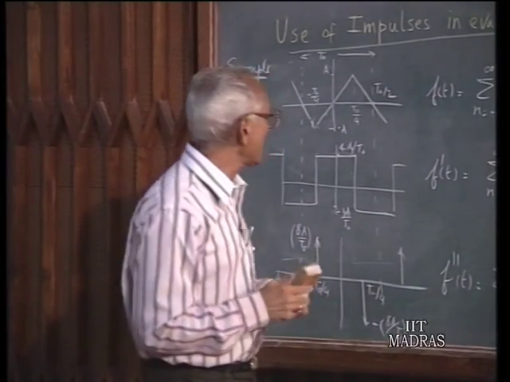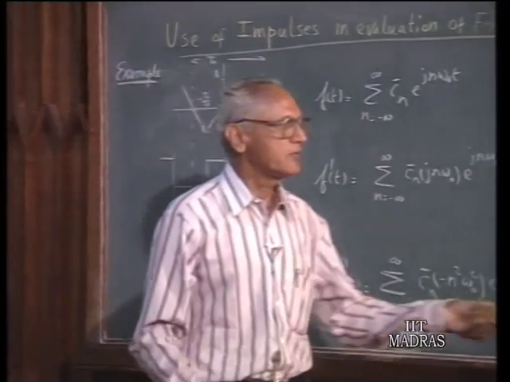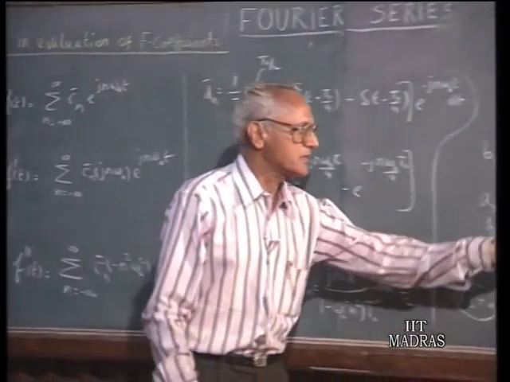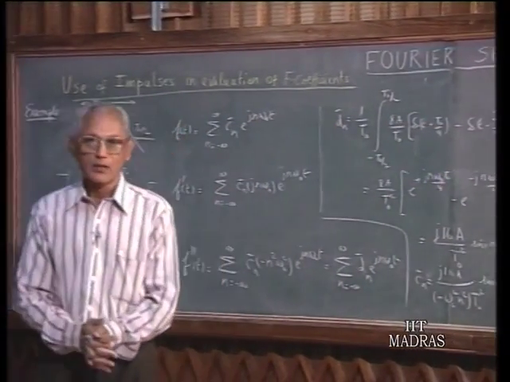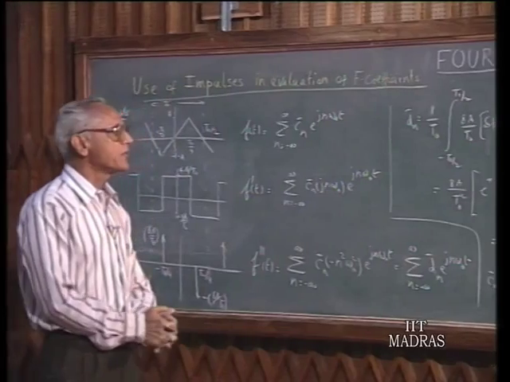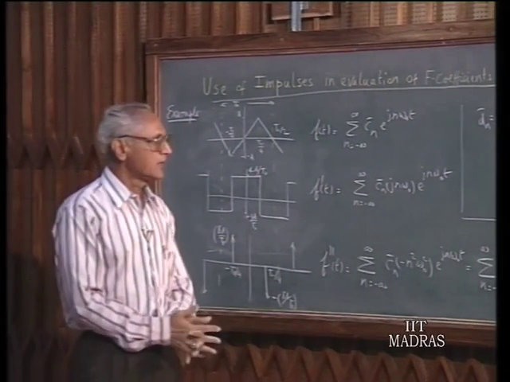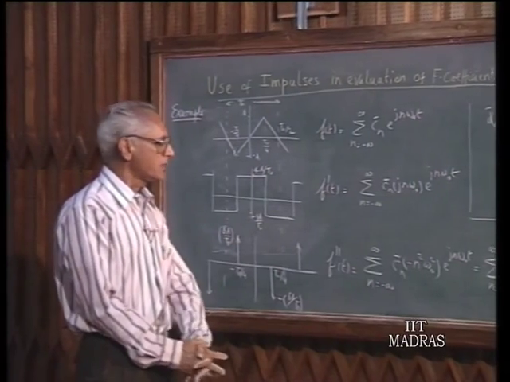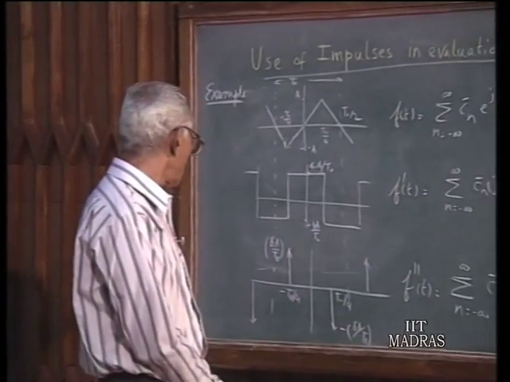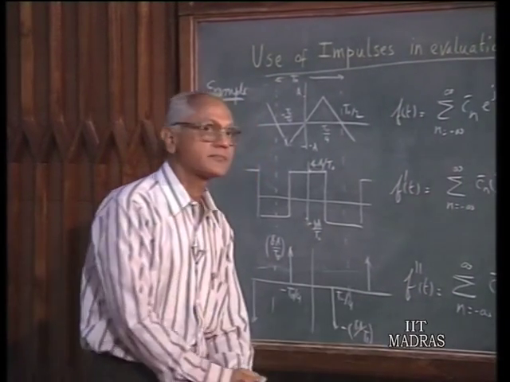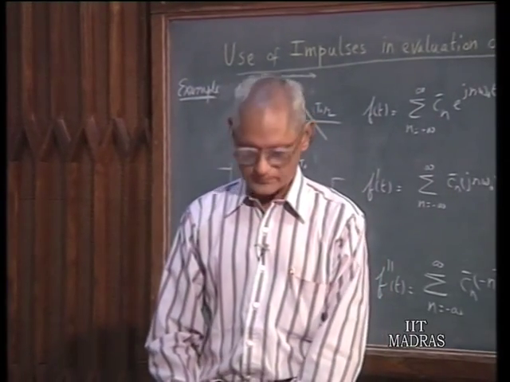The only trouble can come because the C naught that is here can get lost, and that has to be separately evaluated, and in this case the constant term is 0. So this example illustrates how the Fourier coefficients can sometimes be evaluated by taking the first or second derivative, as the case may be, and making use of a function which has only impulses, as illustrated here.